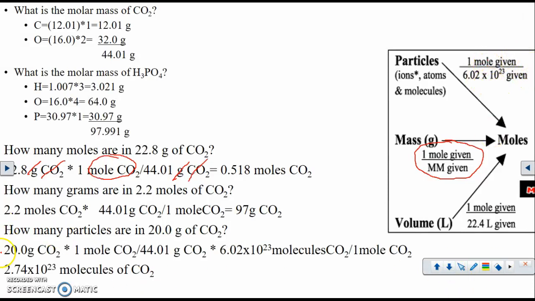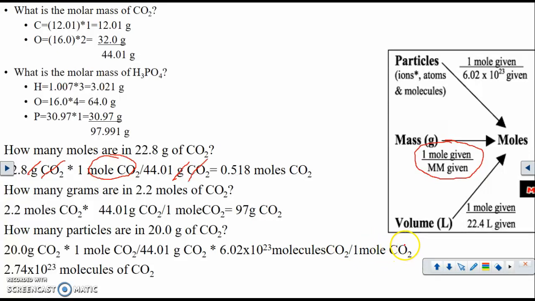And if I write everything out, you guys can read this. 20 grams, the given, times this ratio written the way it is: 1 mole on top, molar mass on the bottom. Then, as you can see, I'm at moles now. I'm going to go to particles. I flip this ratio here because I am going against the arrow. 6.02 times 10 to the 23 molecules of CO2 divided by 1 mole of CO2.